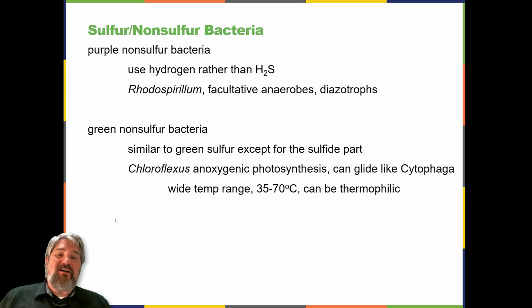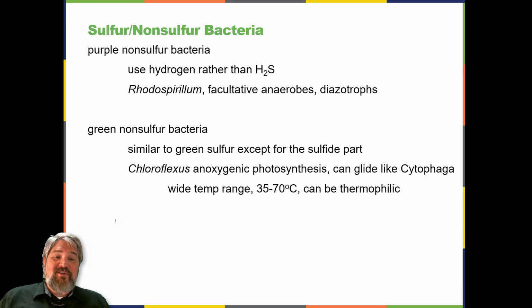Purple non-sulfur bacteria are similar to purple sulfur bacteria, except that they use hydrogen rather than hydrogen sulfide for oxidation. Among the purple non-sulfur bacteria is the genus Rhodospirillum. These microorganisms are facultative anaerobes, which are actually pink rather than purple, and can fix nitrogen. They may be valuable in the field of biotechnology because of their potential ability to produce biological plastic and hydrogen fuel. The green non-sulfur bacteria are similar to green sulfur bacteria, but they use substrates other than sulfides for oxidation.